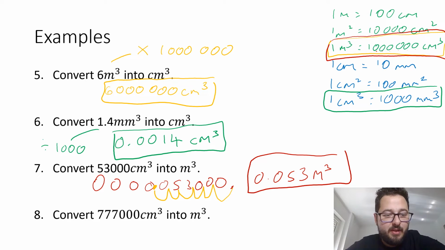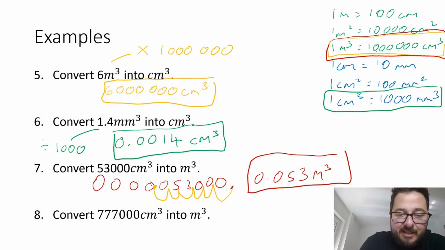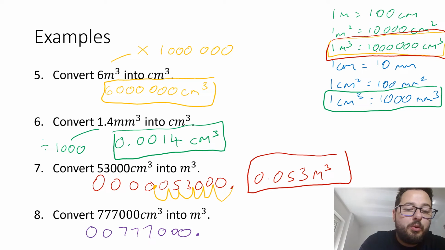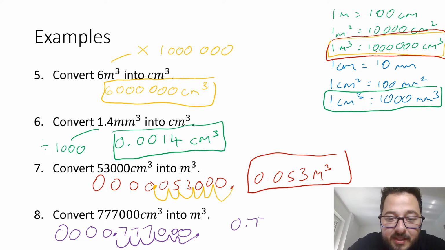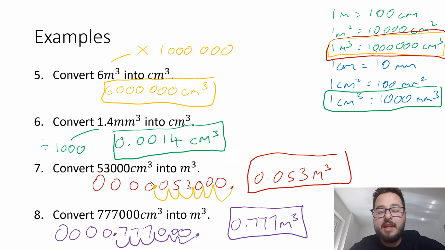All right then, and then number 8, we want to convert 777,000 centimeters cubed into meters cubed. So very similar. So again, let's just pop this number down. A decimal point there. Let's stick in a couple more dummy zeros. So we want to divide by 1,000,000 again. So it's going to be another 6 jumps. 1, 2, 3, 4, 5, 6. So that is 0.777 meters cubed.